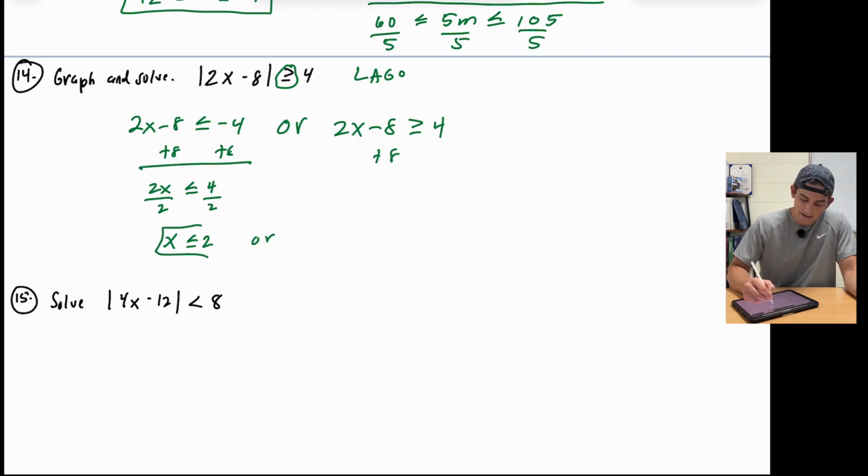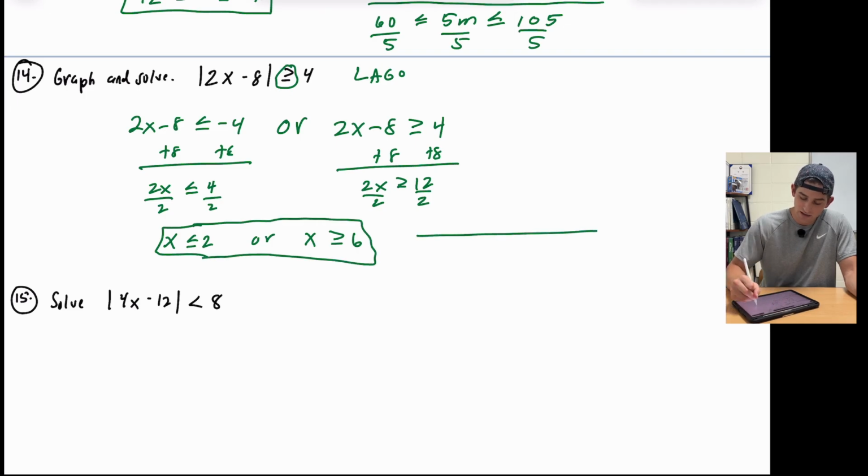Over here, also add 8 and divide by 2. Okay, so we get x is greater than or equal to 6, or x is less than or equal to 2. So if we make our graph, it is an OR, so we should expect to have opposite rays. So let's put 2 here, let's put 6 here.